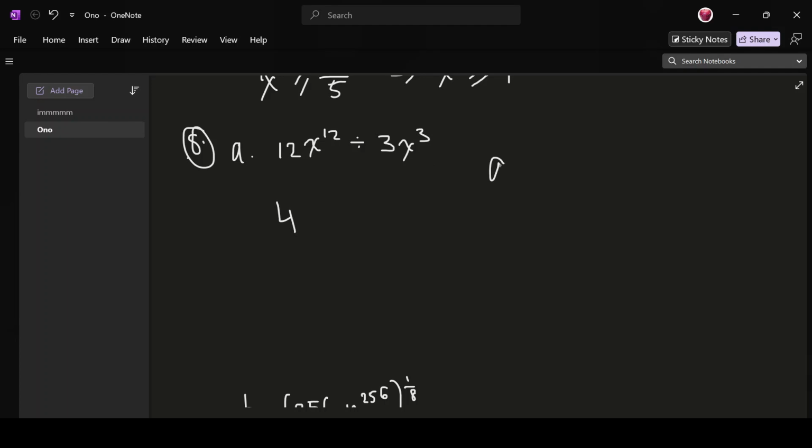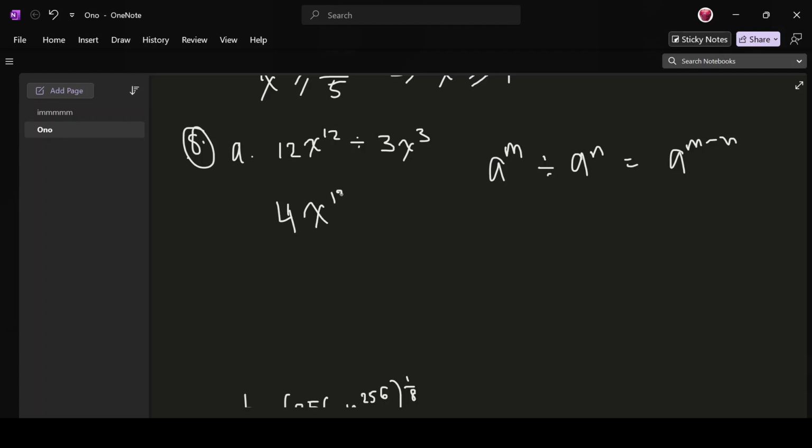Now, remember this law: a to the power of m divided by a to the power of n is equal to a to the power of m minus n. So we apply this law here. We have the base x, and here is also base x. So they have the same base, which means you can apply this. For this one, the index is 12. So the m in this case is 12, and the n in this case is 3. So let's just apply it right now.